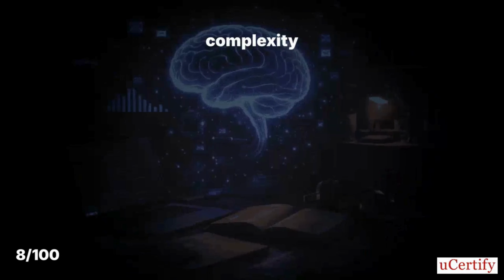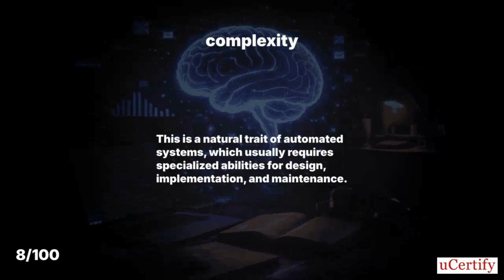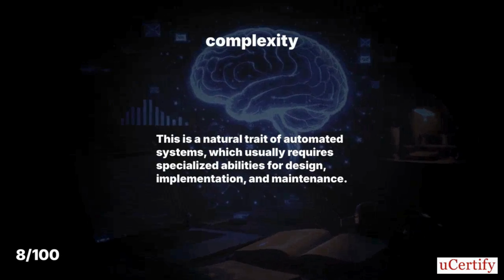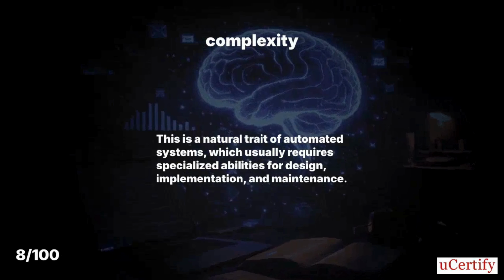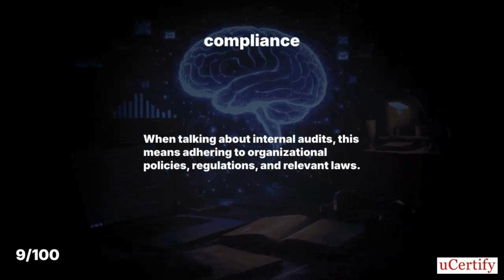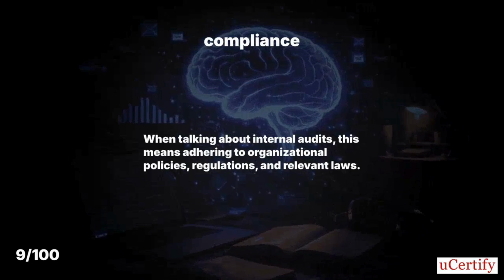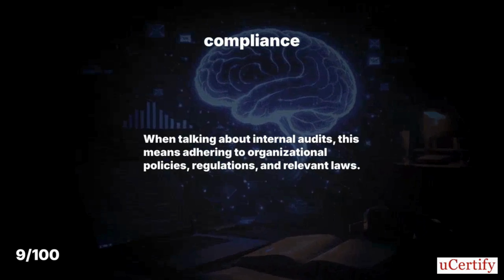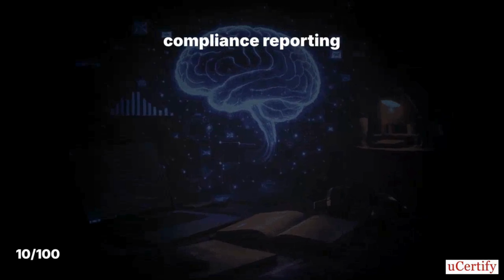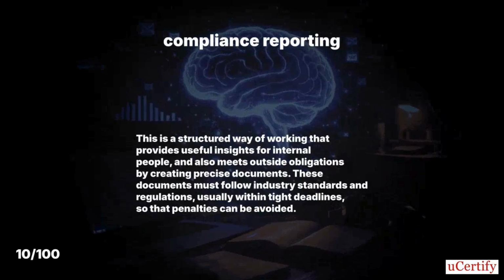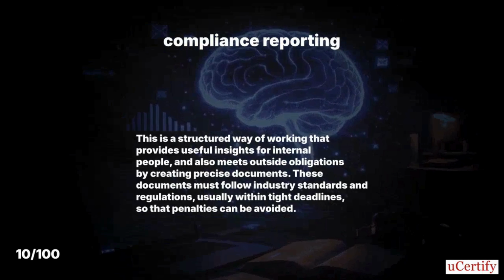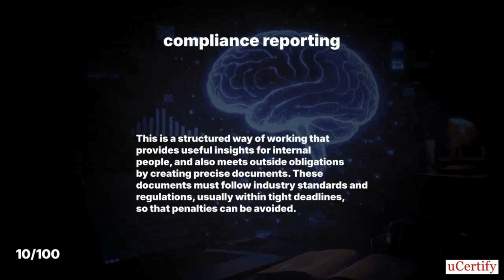Complexity. This is a natural trait of automated systems, which usually requires specialized abilities for design, implementation, and maintenance. Compliance. When talking about internal audits, this means adhering to organizational policies, regulations, and relevant laws. Compliance reporting. This is a structured way of working that provides useful insights for internal people and also meets outside obligations by creating precise documents.